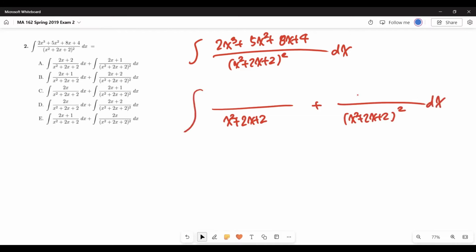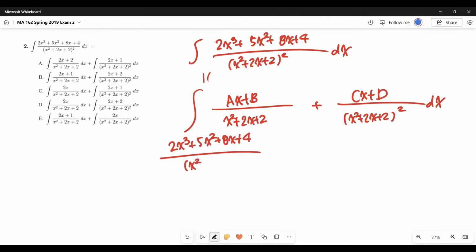So you can separate this as something over (x² + 2x + 2) plus something over (x² + 2x + 2)². Since the factor is quadratic, the numerator is one degree lower, so this is going to be Ax + B, and the same thing for the second part, Cx + D. So we write (2x³ + 5x² + 8x + 4) over (x² + 2x + 2)² equals (Ax + B) over (x² + 2x + 2) plus (Cx + D) over (x² + 2x + 2)².